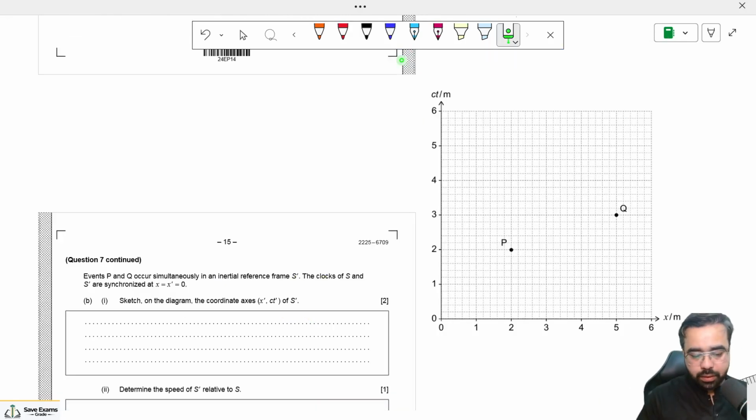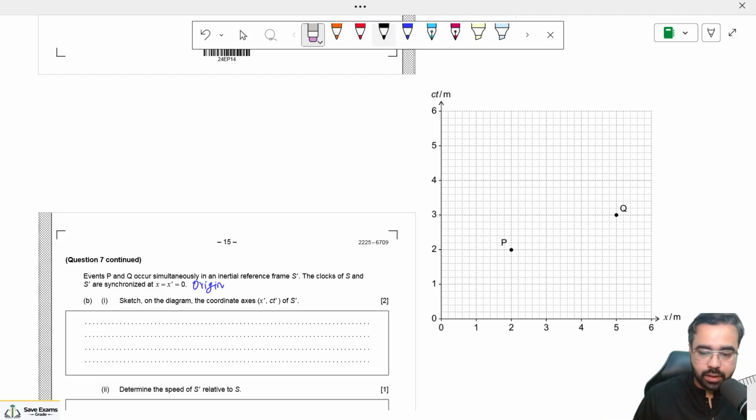Okay, students, so now the next question. They say event P and Q occur simultaneously in an inertial frame of reference S prime, and the clocks of S and S prime are synchronized, which means that the value of x and x prime is equal to 0, which means that you must start it from the origin. We must start it from the origin, this axis, whatever the line is, we don't know the angle. Now sketch on the diagram the coordinate axes of the reference frame S prime.